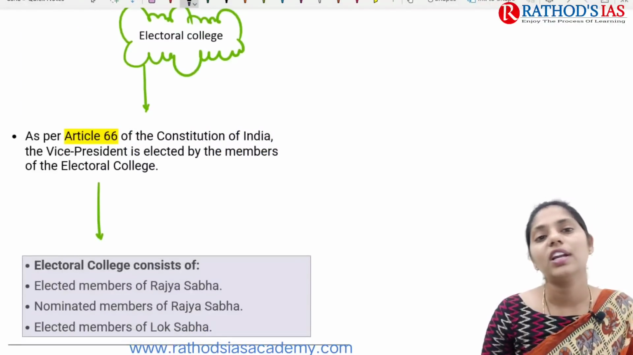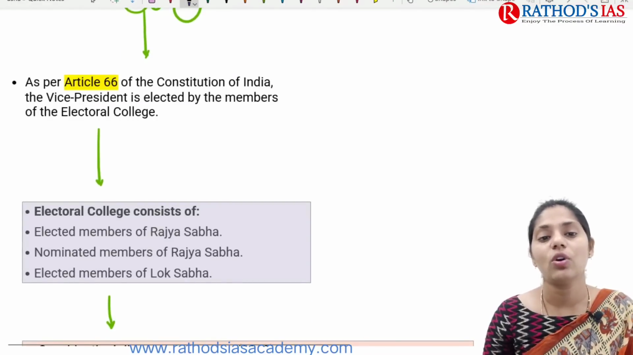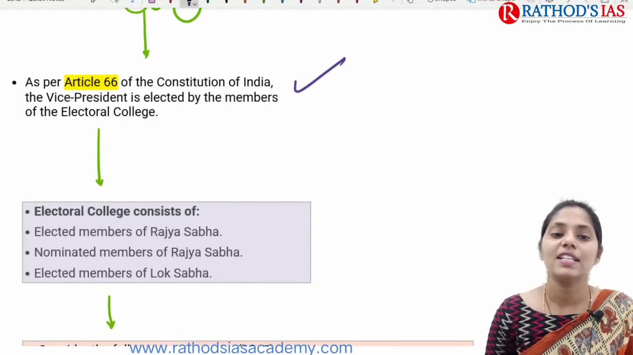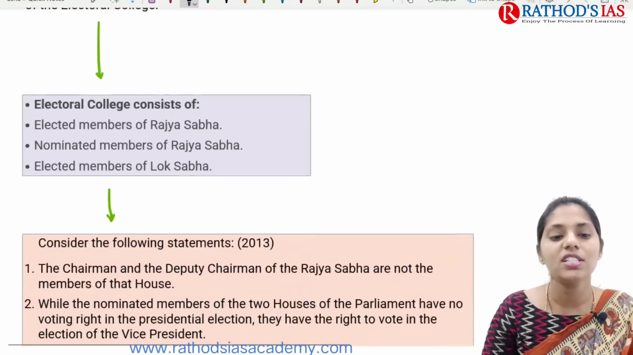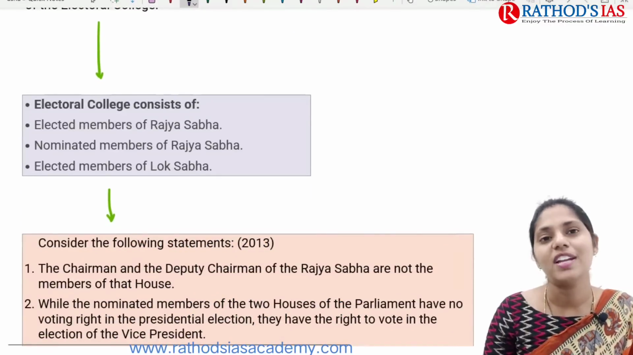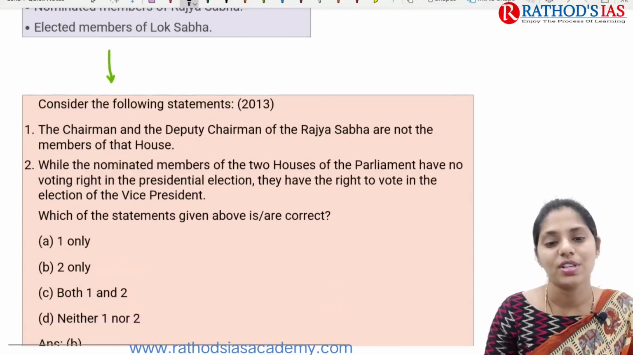And if you are talking about the electoral college here, as per Article 66 of the Indian Constitution, the vice president is elected by the members of the electoral college consisting of elected members of Rajya Sabha, nominated members of this Rajya Sabha, as well as elected members of Lok Sabha.